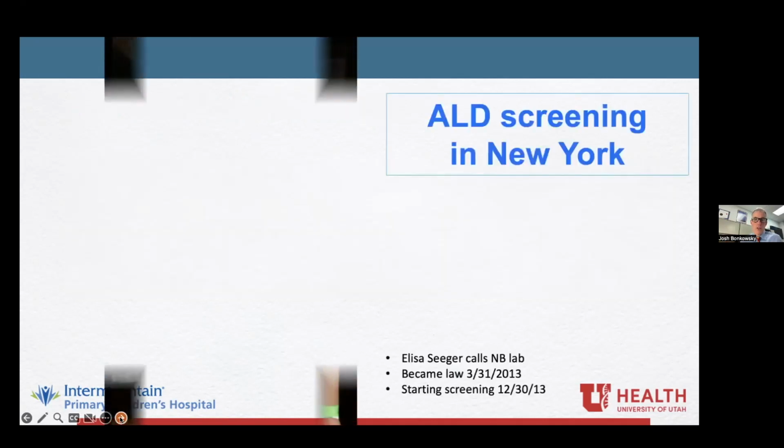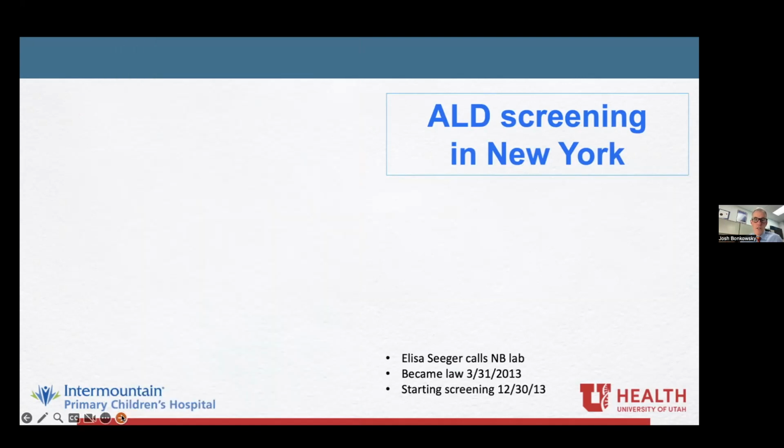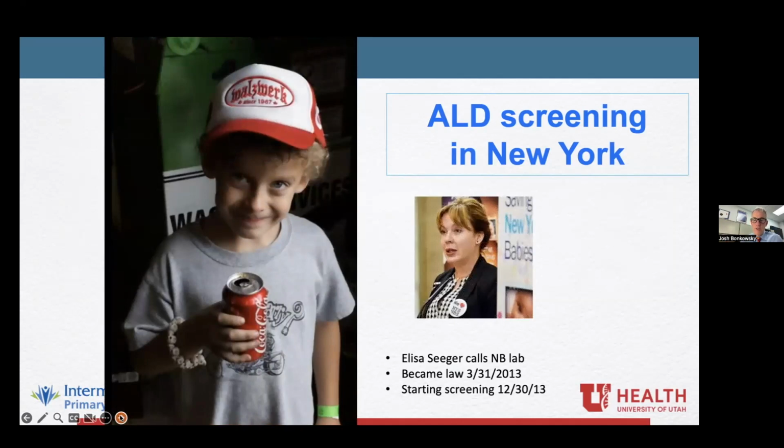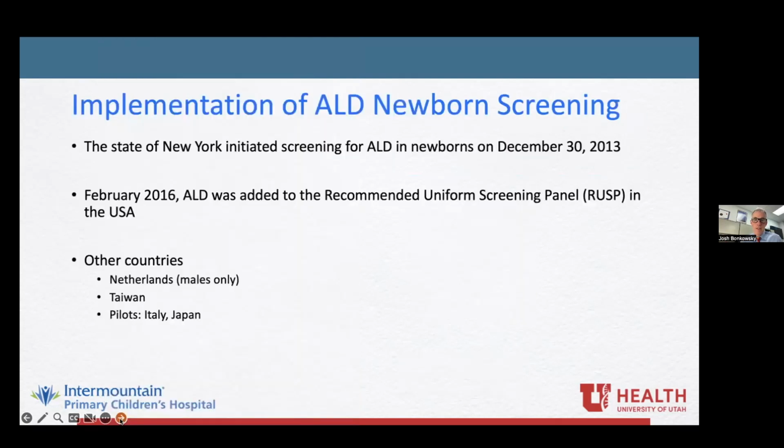New York was the first state to roll out newborn screening, thanks to the work of Elise Seeger, shown here. She lost a boy to cerebral ALD, and I think realizing that it's screenable and that there's a treatment for it really motivated her. It's hard to give enough credit for all the work she did to push this both to the RUSP and then to different states. New York State implemented this at the end of 2013, and then in 2016, ALD got added to the recommended uniform screening panel.